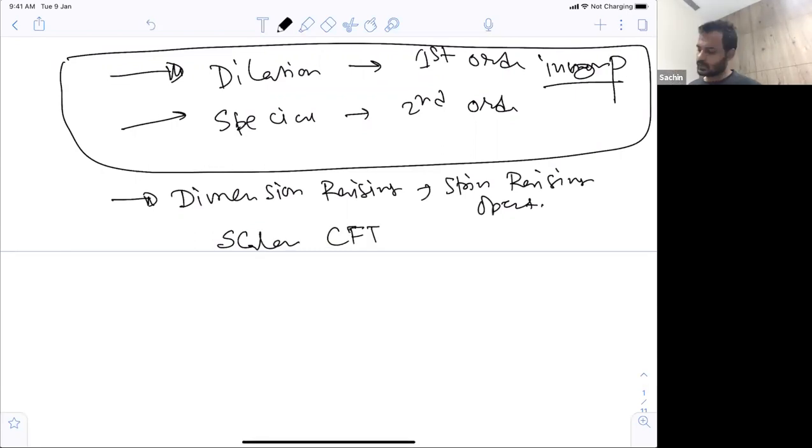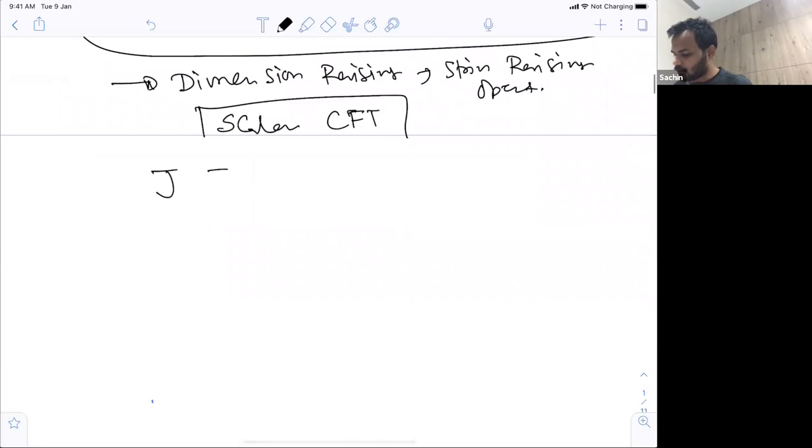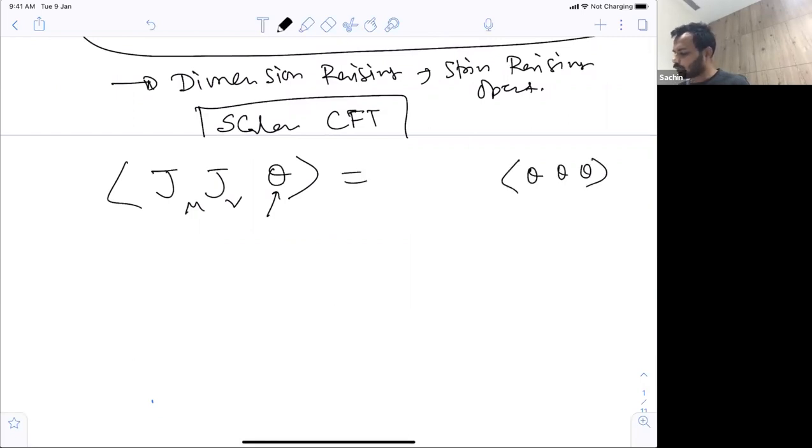Scalar CFT correlator in the momentum space, and then act with this dimension raising and spin raising operator to reach whichever correlator I'm interested in. For example, suppose I'm interested in J mu, J nu, O. So O is a scalar. Then I'll start with theta, some scalar operator, some delta 1, delta 2, delta 3, and act with some strings of operators to reach here.